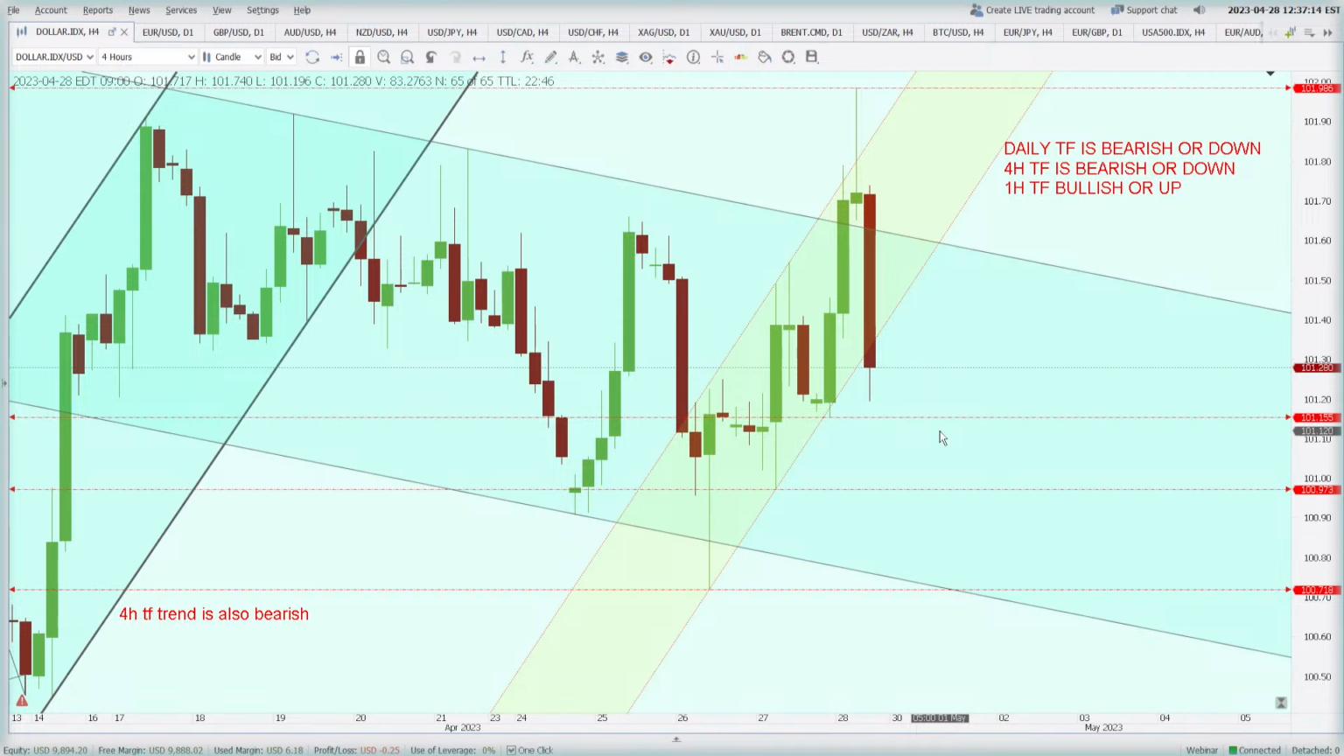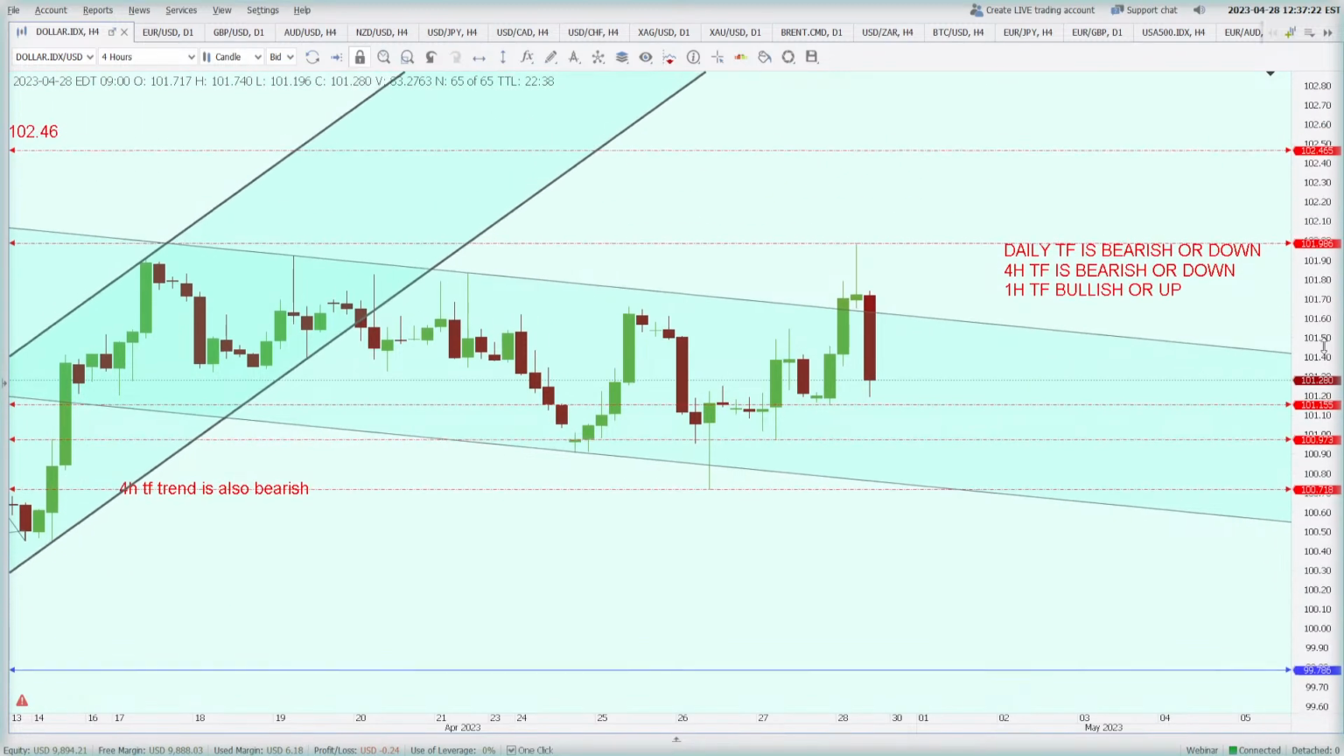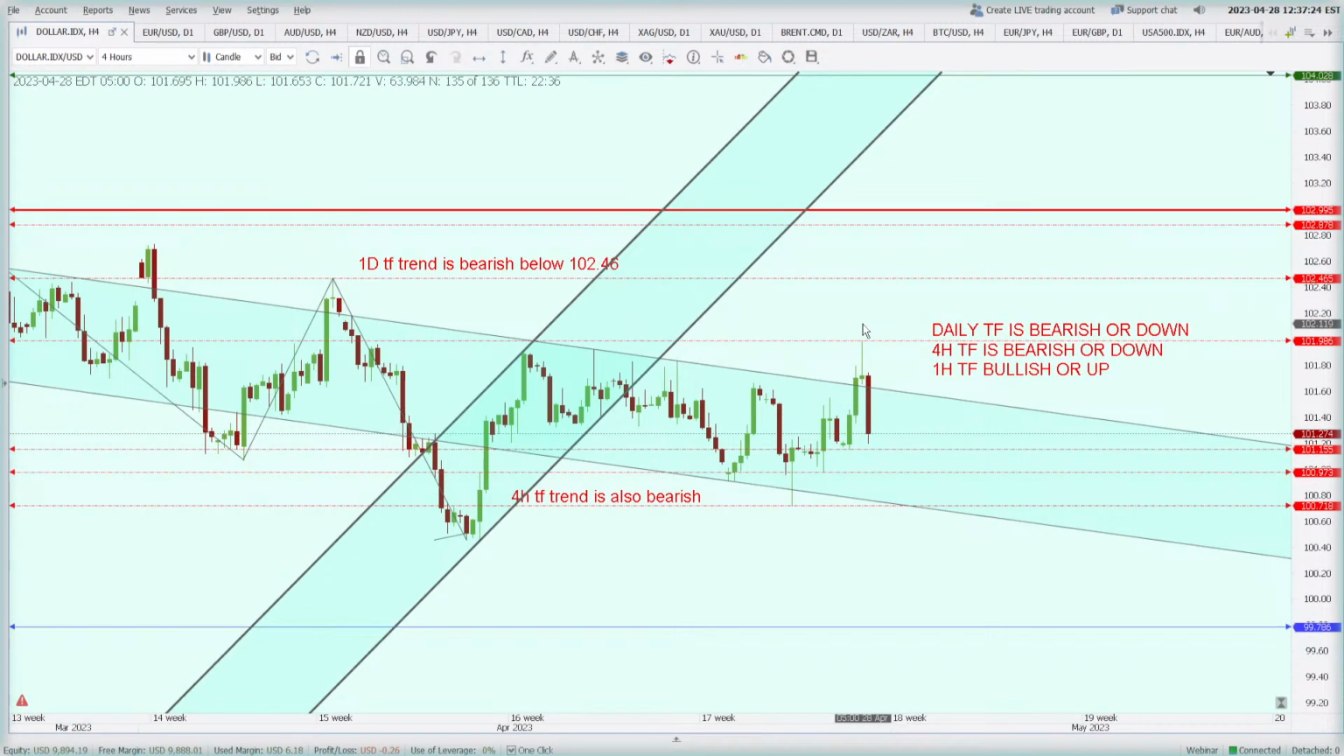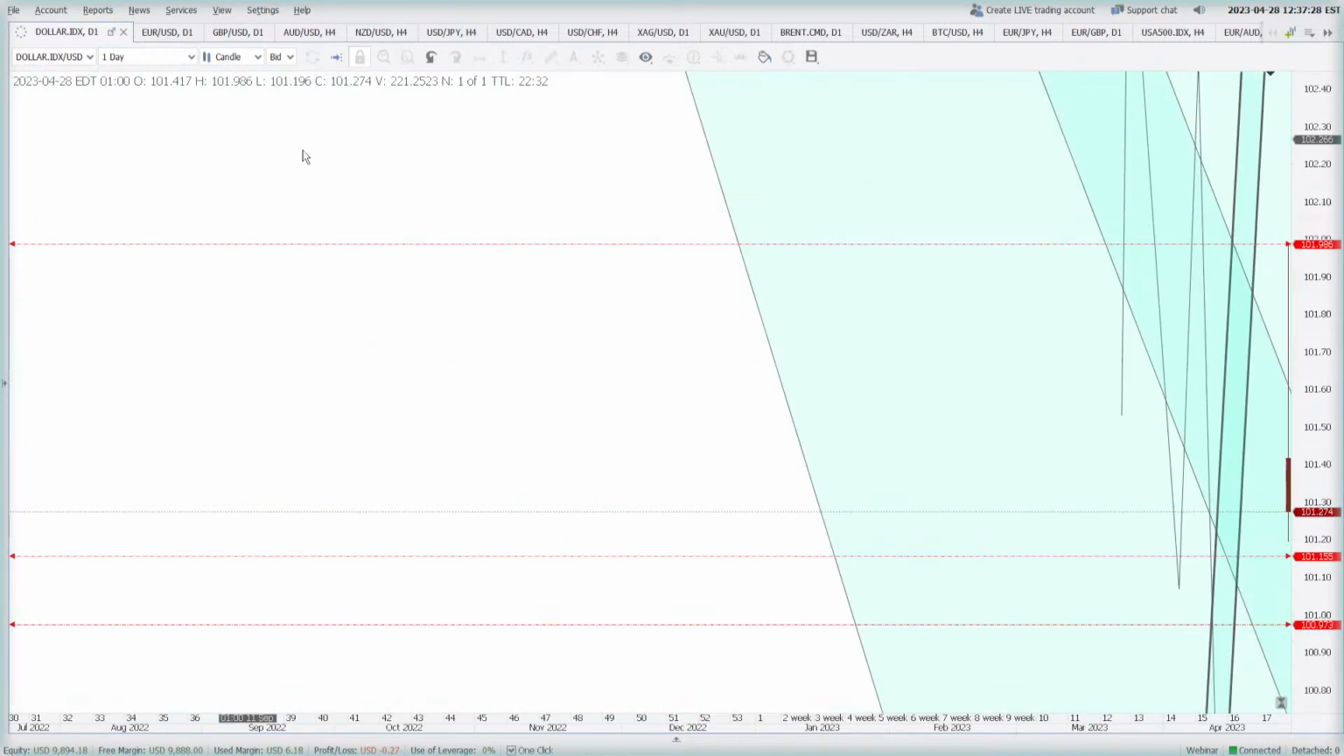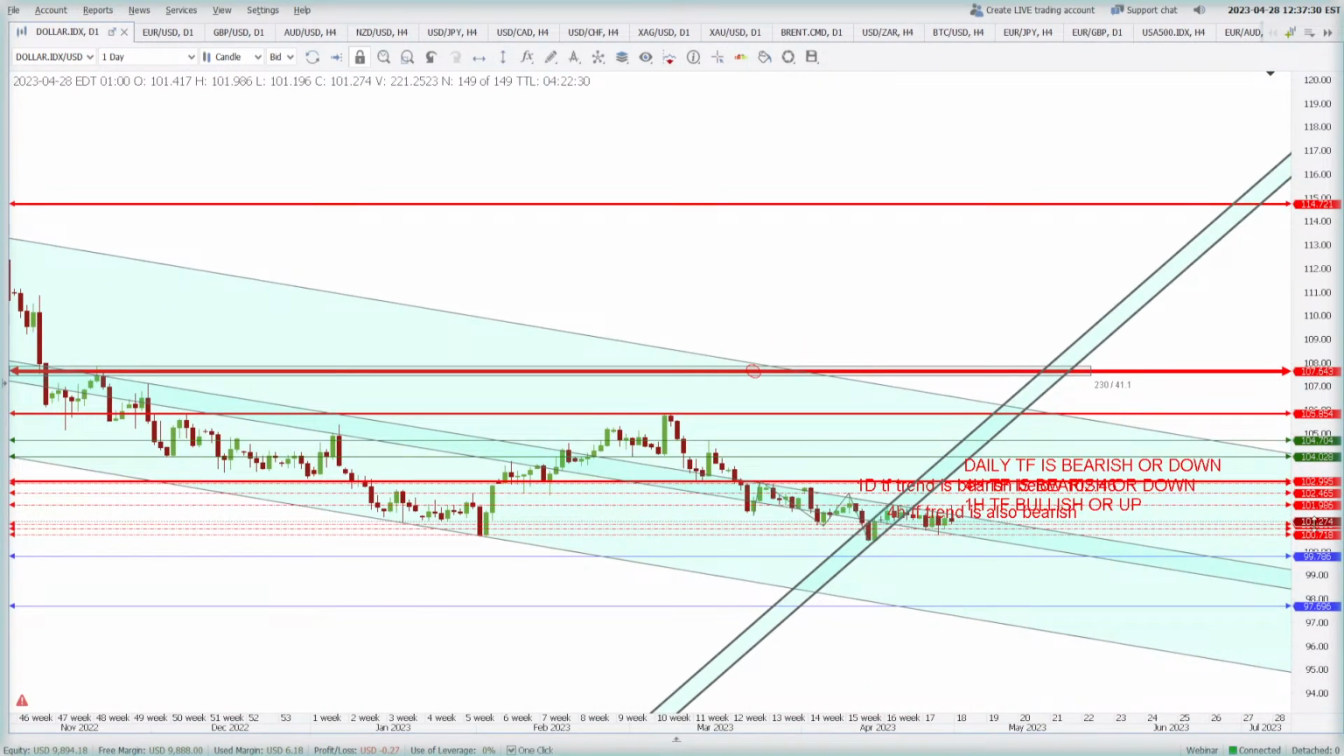But I'm not here to speculate. I'm here only to tell the levels. So from the levels point of view, 101.15 is the support and 101.98 on the 4-hour time frame is the resistance. On the daily time frame, we have still resistance at, okay, wait, let me check on the daily if something has developed, because in Bitcoin it was very quick.